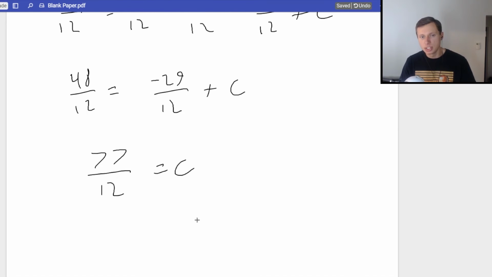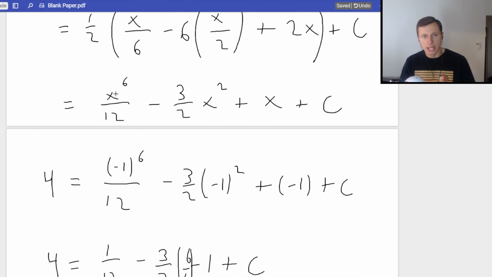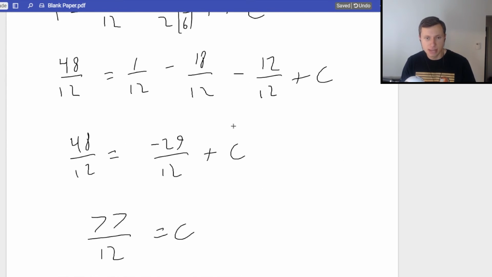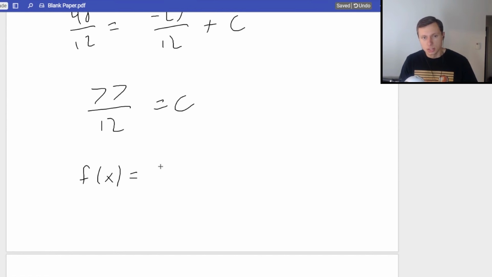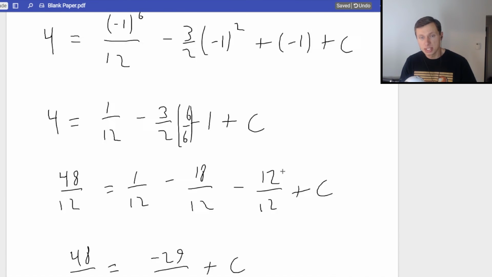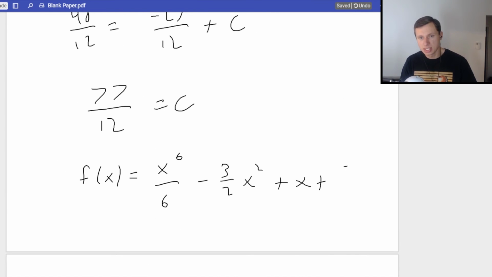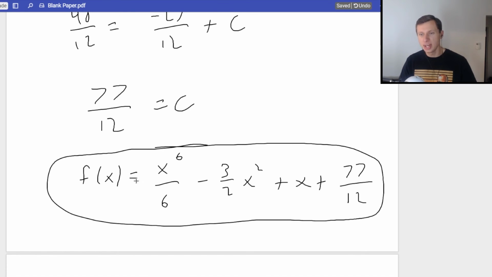Now the last step you need to do is just write out the full equation. F of x is equal to my original function, which was x to the 6th over 12 minus 3 halves x squared plus x plus c, and we're plugging in c with 77 over 12. So x to the 6th over 12 minus 3 halves x squared plus x, and then plus 77 over 12. That was a mouthful, but there you go. That problem wasn't too bad.